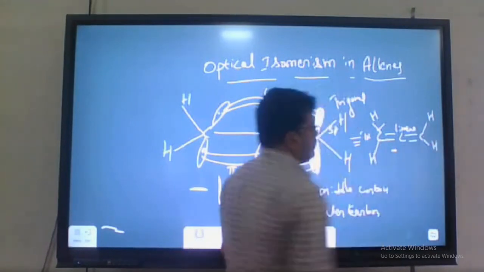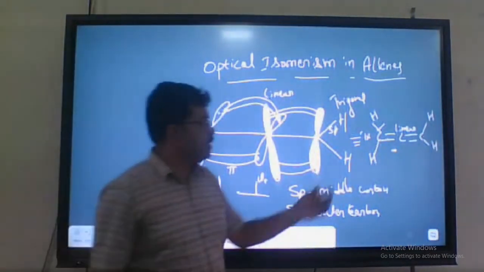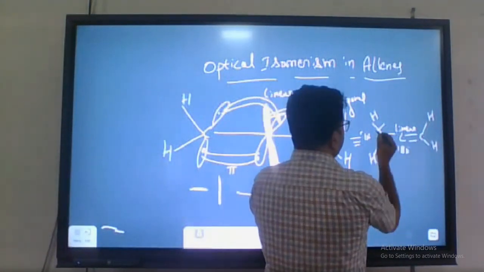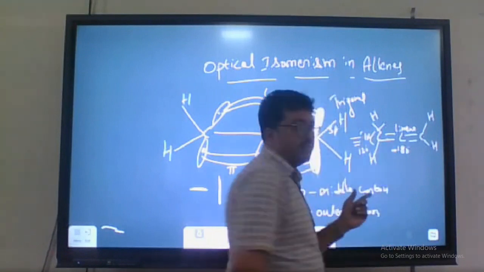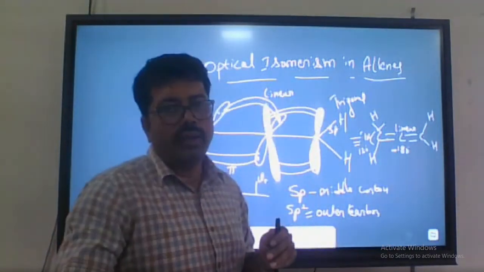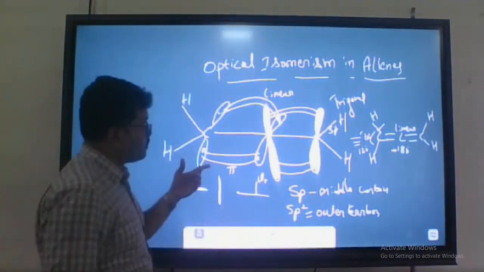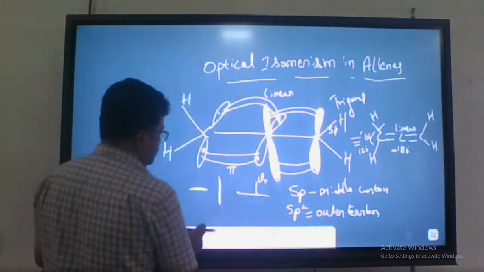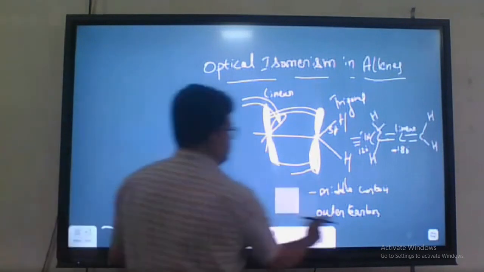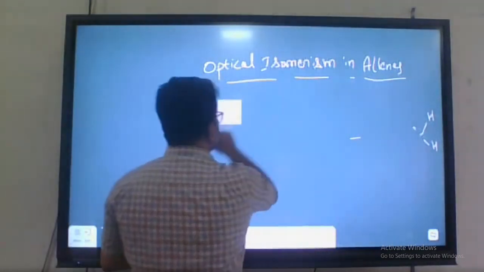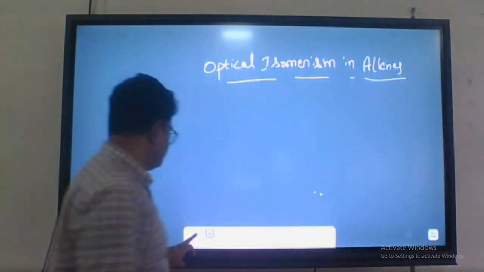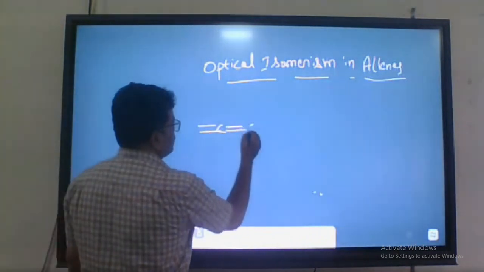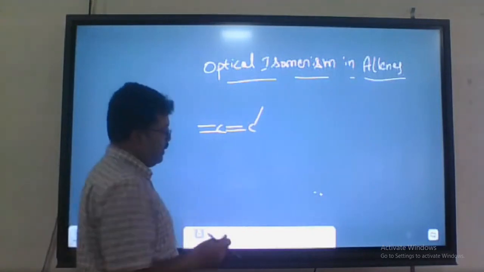The outer carbon is trigonal, sorry, the central is 180 degrees. This is 120, this is 180. This bond angle is 120, this bond angle is 120. So allenes. What is the optical isomerism in allenes? This is the structure. Okay, take this allene compound.